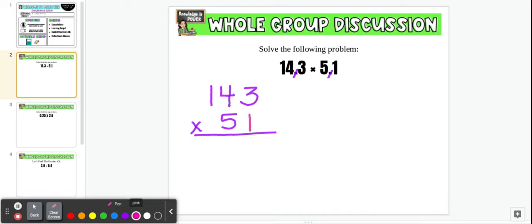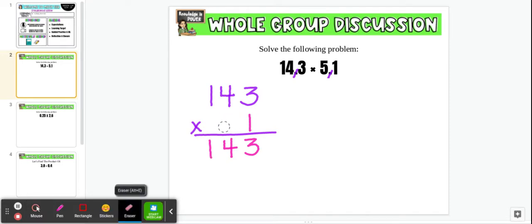So we're going to start with this 1, and I turned it pink so you can see that everything I do right now is going to be in pink, because I'm multiplying by the 1. So I'm going to do 1 times 3 is 3, 1 times 4 is 4, and 1 times 1 is 1. So all I did is I multiplied that 1 by every digit in the top.